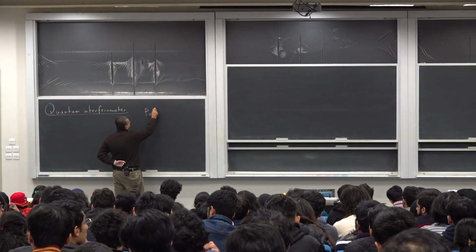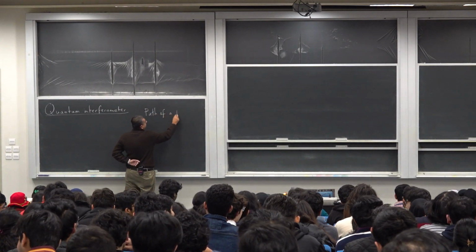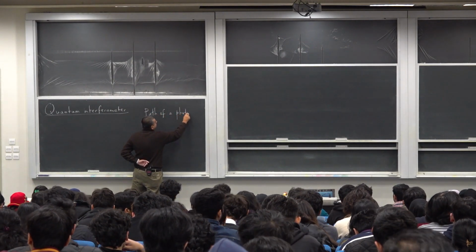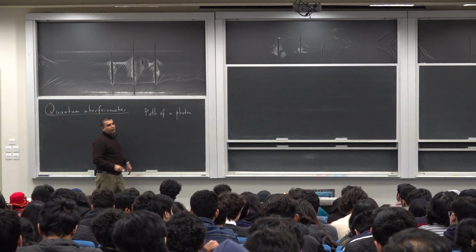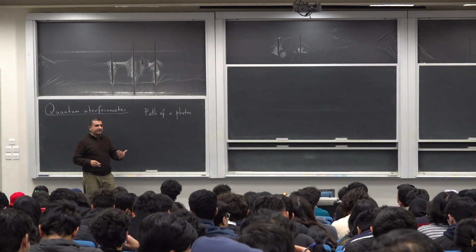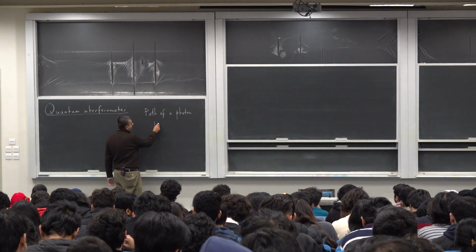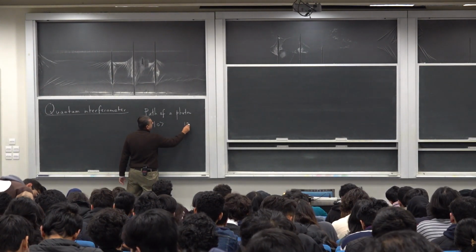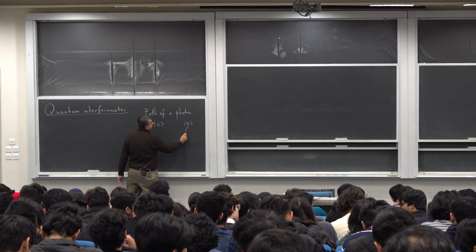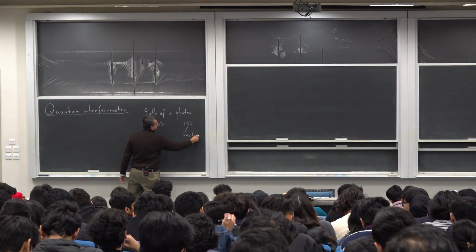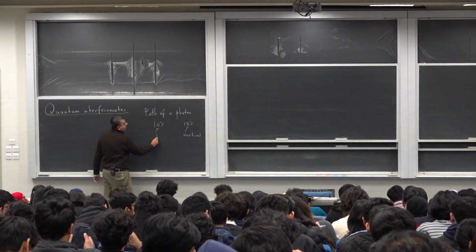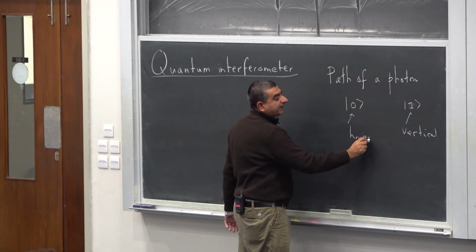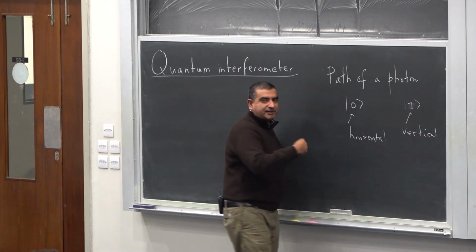Path of a photon. That's our degree of freedom. So horizontal path has been designated ket 0. Vertical path has been designated ket 1. That's our kind of labeling, and that's our choice.